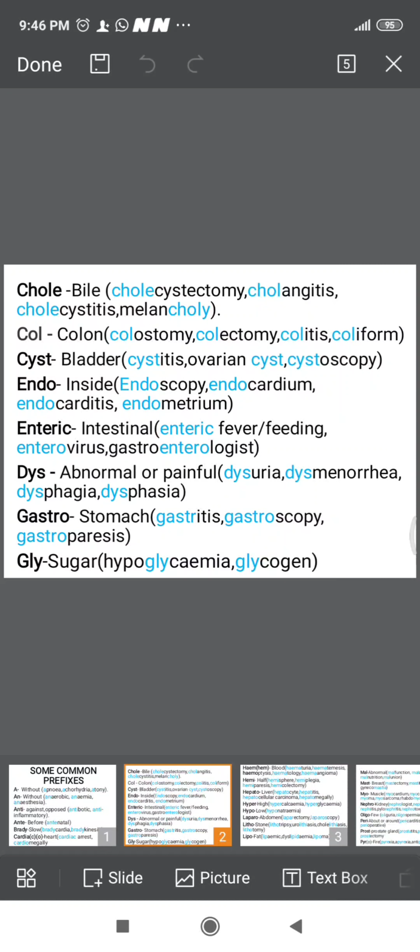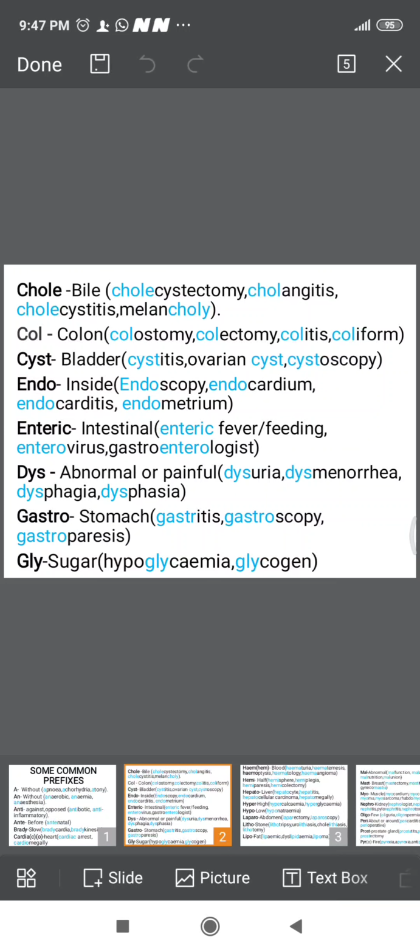So the next prefix we have here is endo, which means inside. Example, we have endoscopy, that is visualization of the inner parts of the body, specifically abdominal aspects. Endocardium: endo means inside, cardium is heart, that is the inside layer of the heart. Endocarditis, the inflammation of the inner layer of the heart.